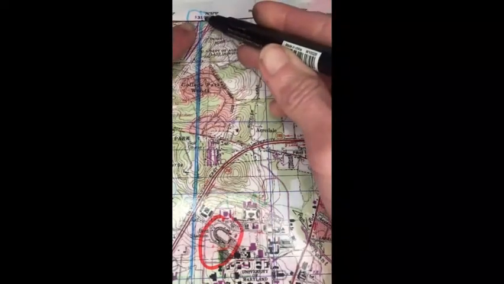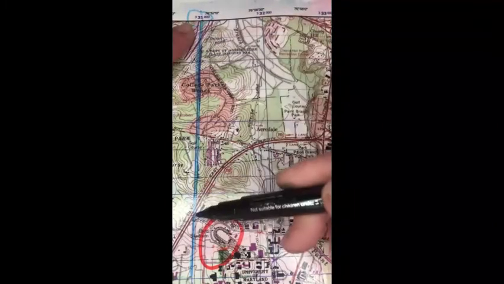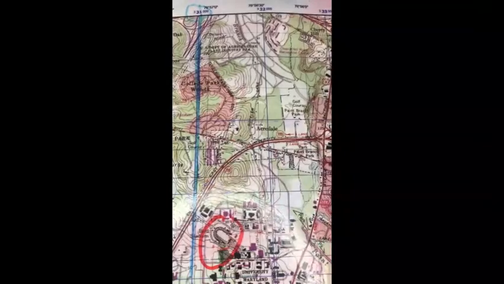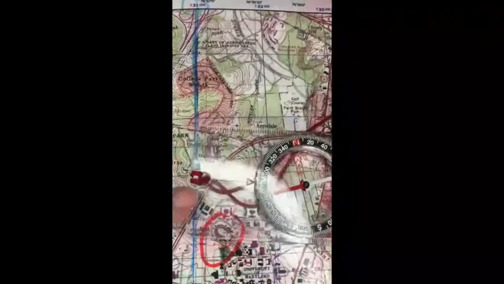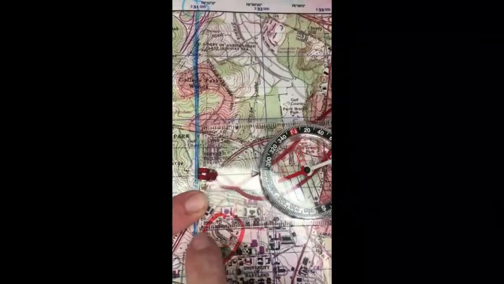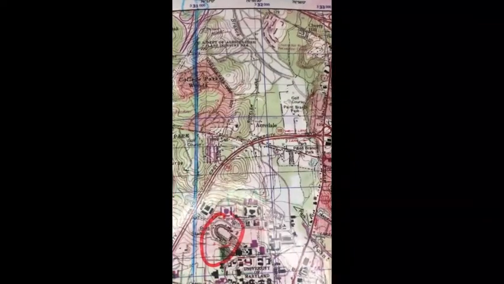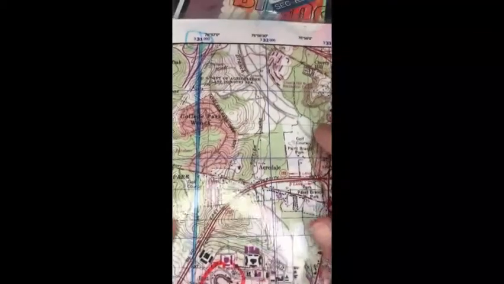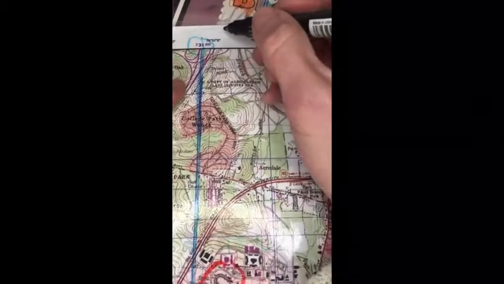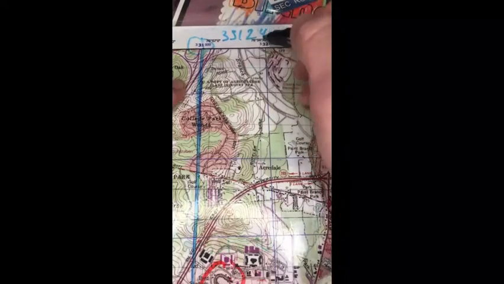Then for those last 3 digits, right here they say 000 because we're right on the line. But we want to see how far away we are from the line. So we take our compass, we look at the side with millimeters, and we see our football stadium is 10 millimeters away from that grid line. 10 times 24, because of that scale we're using, 10 times 24 is 240. So in this example, our football stadium, the easting location is at 331,240.